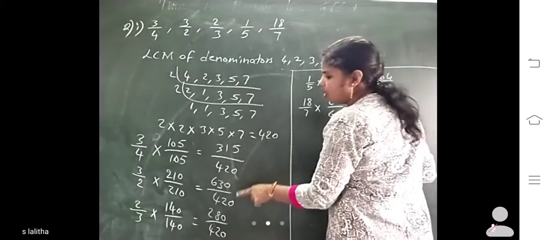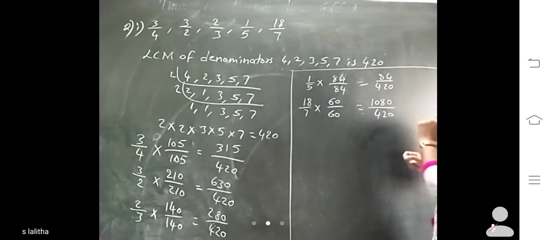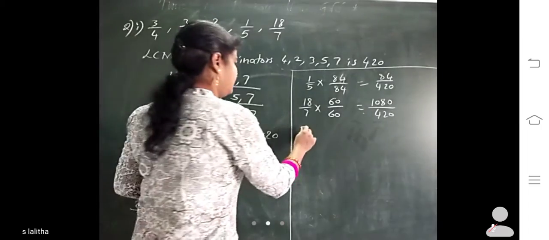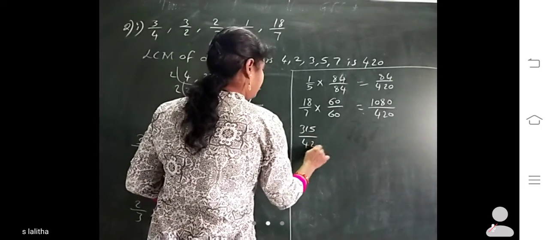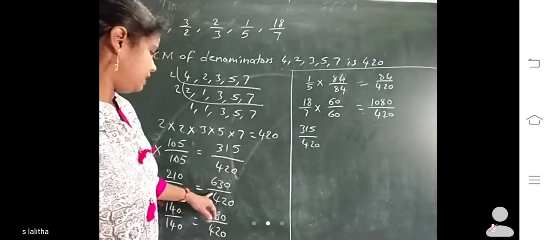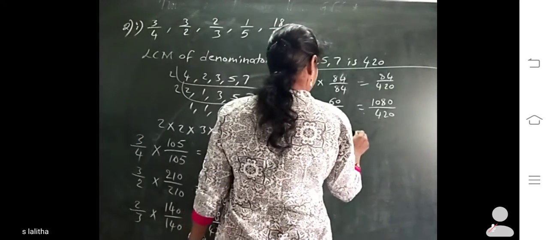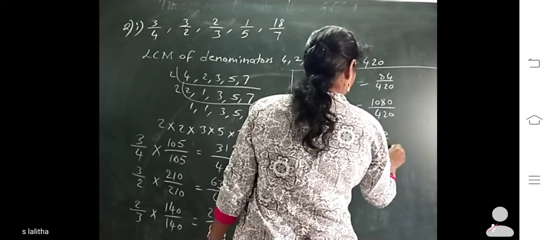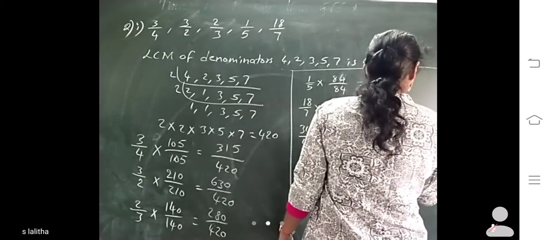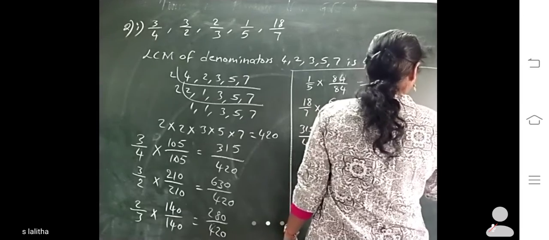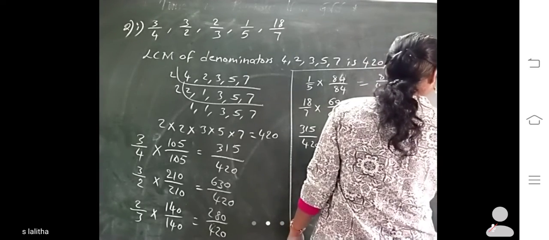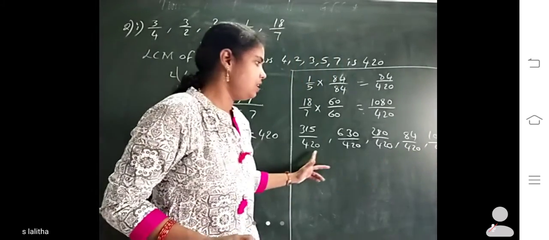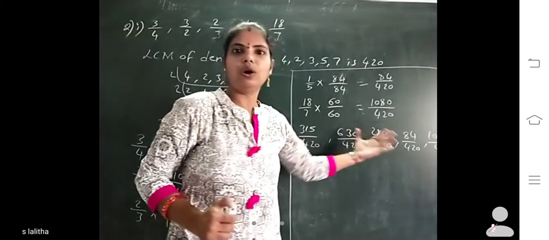Now look here, all the denominators are now the same. Okay? So we have 315 by 420, next 630 by 420, 280 by 420, 84 by 420, 1080 by 420. So now all the fractions are the same. These all now have the same denominators. So that's why these are called like fractions.